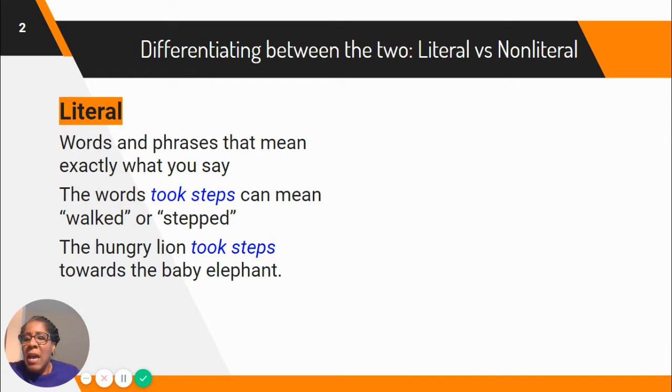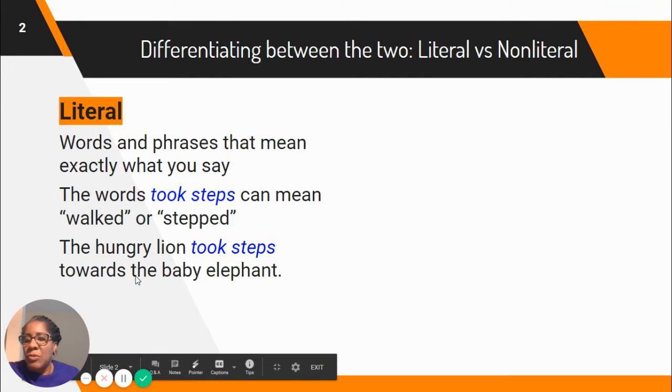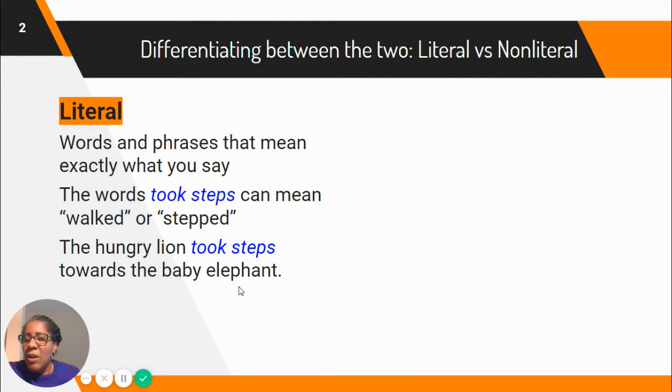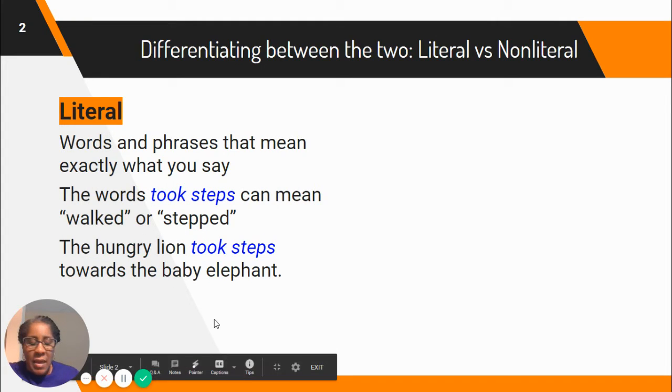When we think of the phrase two steps or the words took steps, okay, it can mean to walk or to take steps towards something. So in the case where we have a hungry lion, the hungry lion took steps towards the baby elephant. If we think of the context in which it's being used, took steps generally indicates that the hungry lion is walking towards the baby elephant. So here it is, the hungry lion has identified a prize, okay, and he's approaching the baby elephant in order to have a scrumptious meal. So took steps in this case means that the lion walked towards the baby elephant.